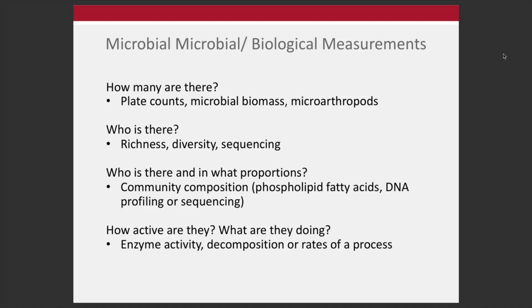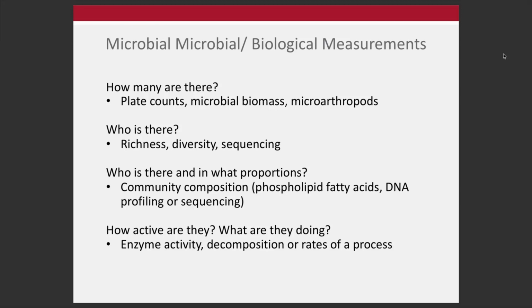So here we're not quantifying individual critters per se, or who is doing it, but we're actually measuring rates of processes. So things like enzyme activity, decomposition, or rates of a process. An example of this could be nitrification. So we take a soil sample and we measure production of nitrate, for example, or we measure production of ammonium, or we will look at an added specific substrate and see how fast that substrate is broken down. So these are all examples of activity.